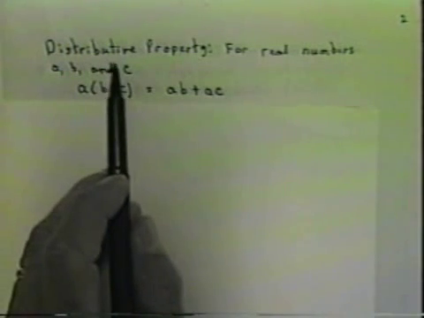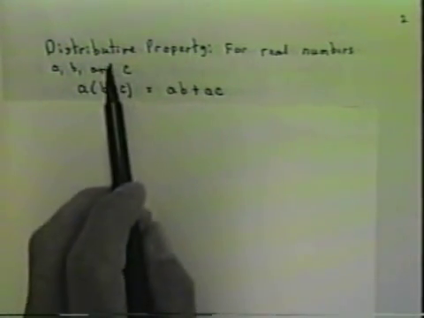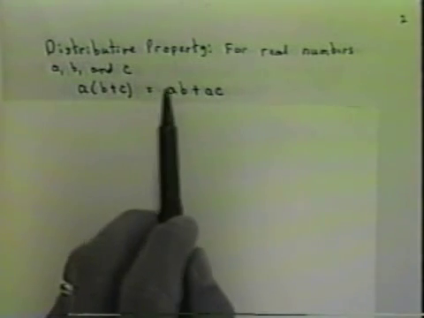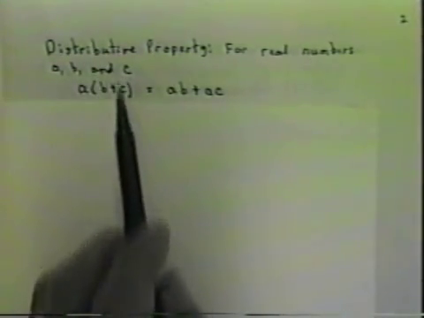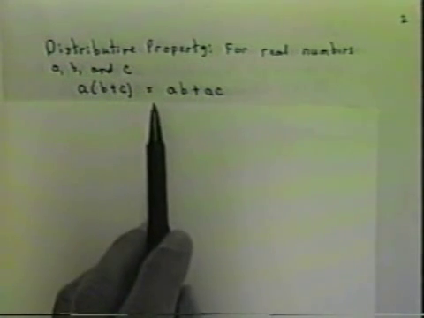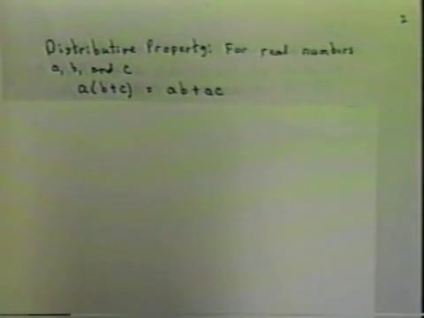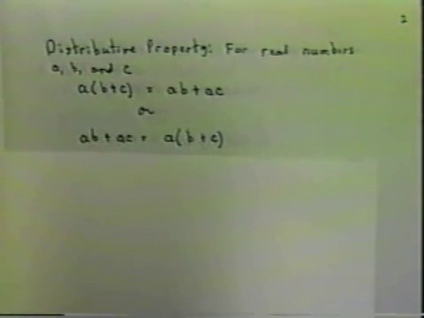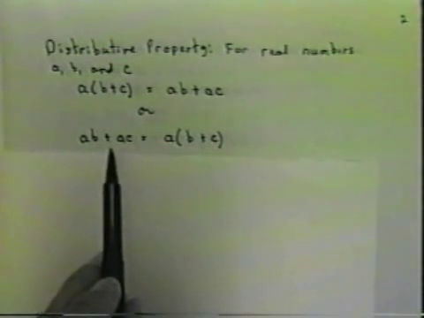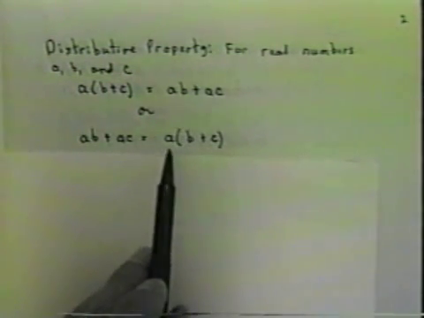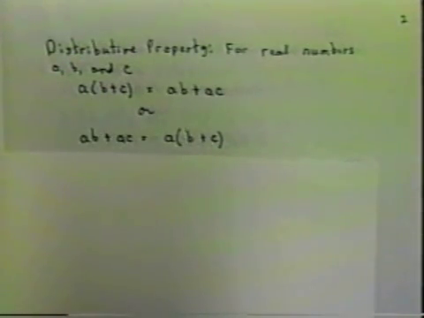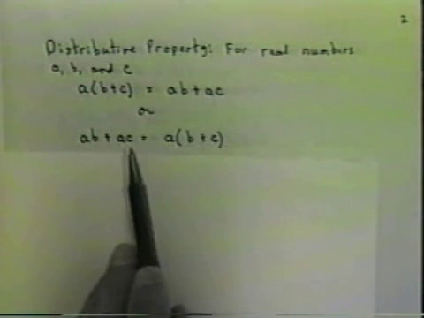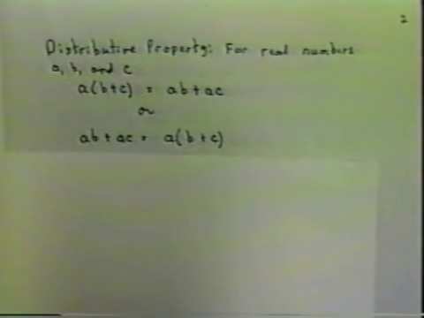Like many of the things that we have discussed, factoring is really based on the distributive property. For real numbers a, b, and c, a times b plus c is ab plus ac. Now to factor, we're going to reverse the process. So we're going to say ab plus ac is equal to a times the quantity b plus c. So notice we just used the symmetric property of equality to reverse the process. So we're going from the product to the factors.